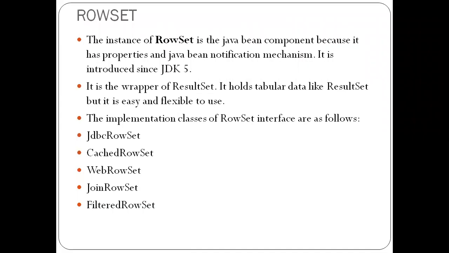And next is the RowSet. What do you mean by RowSet? The instance of the RowSet is a JavaBean component because it has properties and the JavaBean notification mechanism. It was introduced since JDK 5.